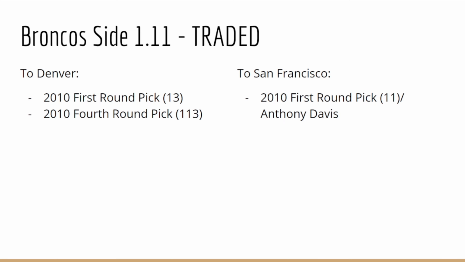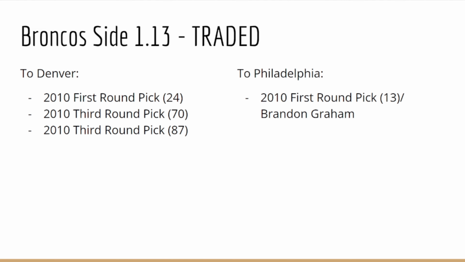But moving on to the future, the 2010 first-round pick that we got from the Bears, which was 11th overall, we actually traded it to the San Francisco 49ers. We sent that first-round pick, 11th overall, in exchange for the first-round pick, 13th overall, and a 4th-round pick, 113th overall. And what would we do with that first-round pick, 13th overall? Well, we would actually trade it again. We would give that pick to the Philadelphia Eagles. They would select Brandon Graham, and they would give us the 24th overall pick, the 70th pick, and the 87th pick in that draft.